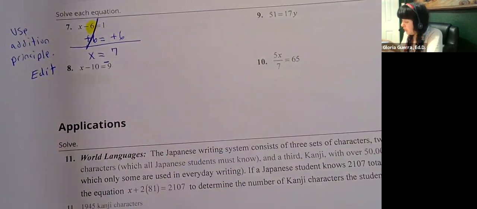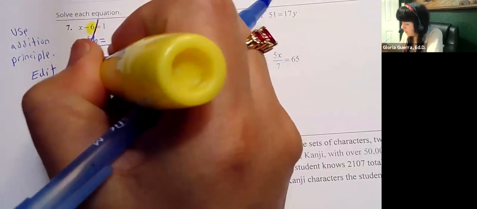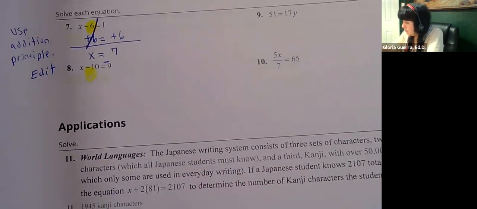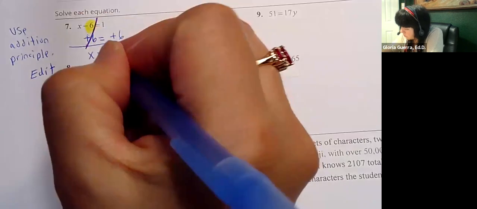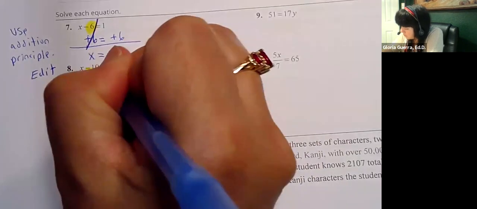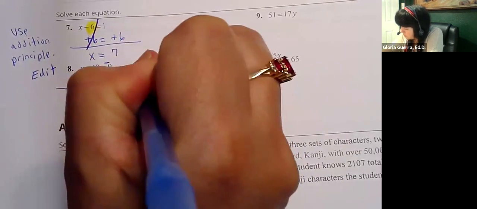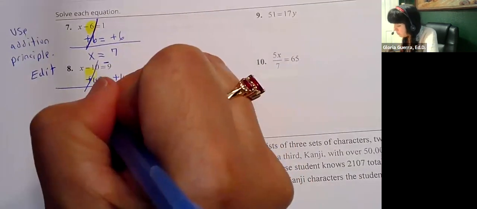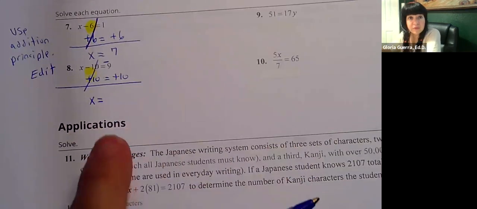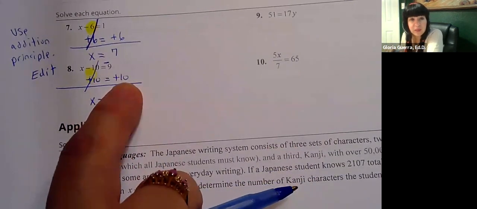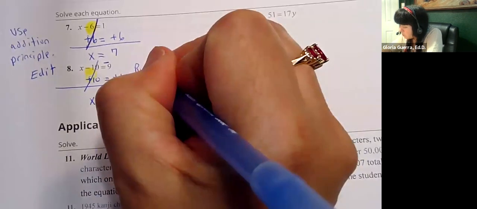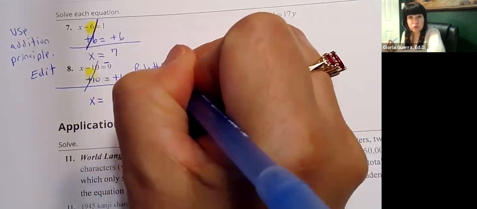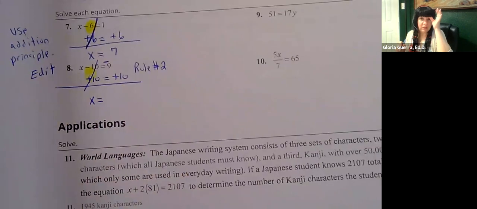And you still want to isolate x and get it by itself. So you want to move the -10. The opposite of a -10 is a +10. And these fall out. So you have x equals, and now you have -9 plus 10. And that is rule number 2. You're adding 2 numbers with different signs.